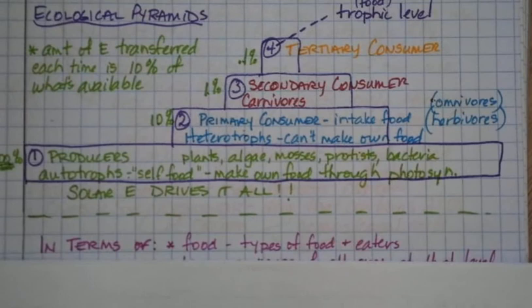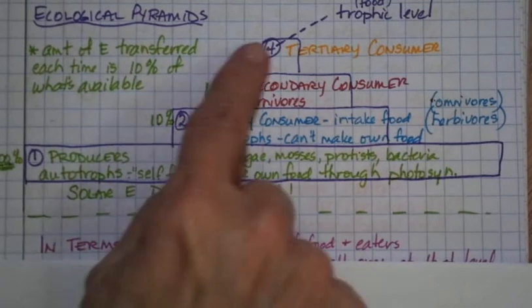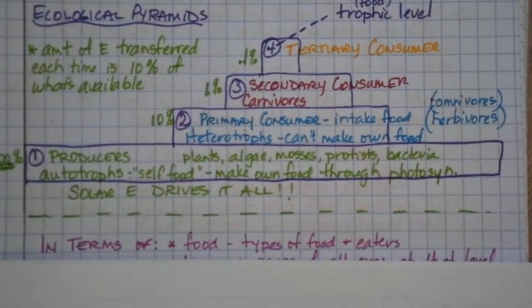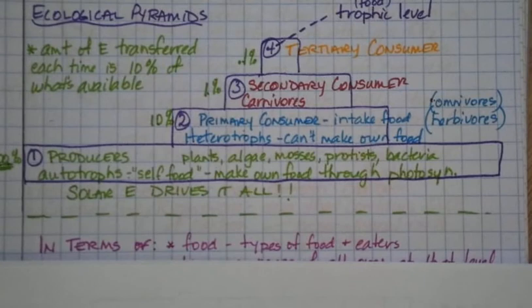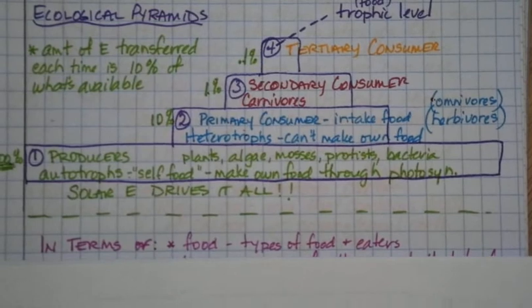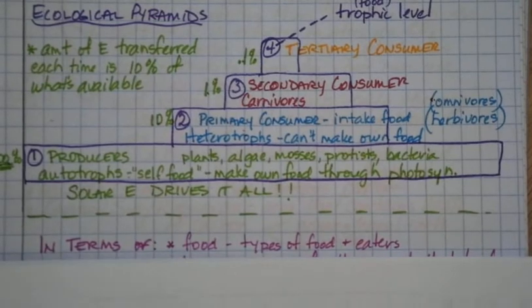When we talk about these food pyramids, we can talk about them in terms of several things. First and foremost, we can talk about them in terms of food: what types of food is eaten, and what organisms are the eaters. So we could talk about them in terms of carnivores, omnivores, herbivores. We can talk about the types of food. Are they plant eaters and things like that.